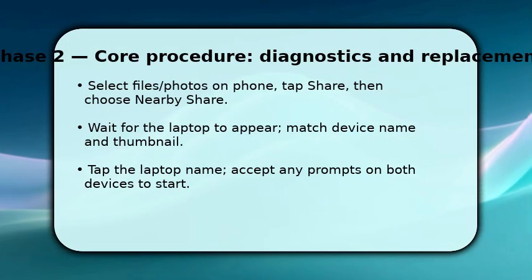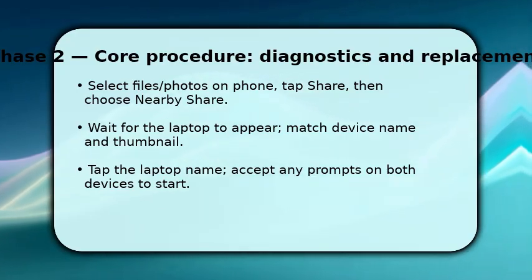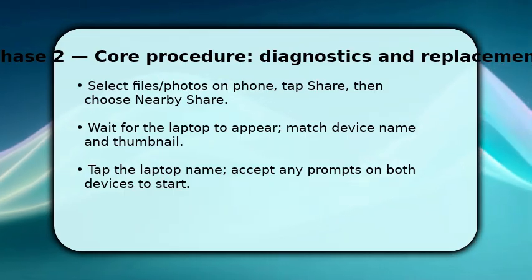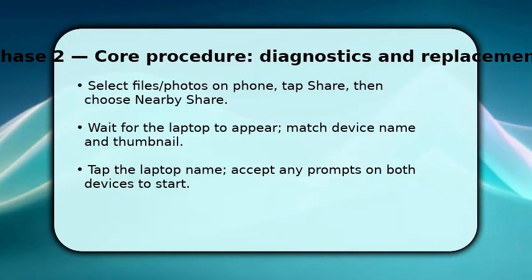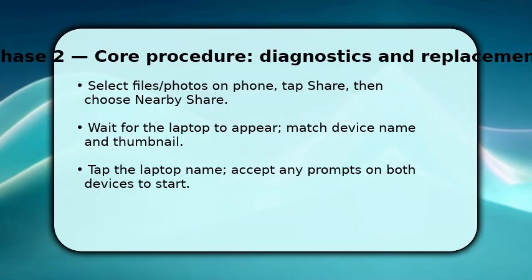You now pick the content to send: photos, files, or links. Tap Share, then choose Nearby Share. The phone will scan for nearby devices. When the laptop name appears, confirm it matches, look at the thumbnail or device name, then tap it. Make sure the laptop shows a prompt. Accept incoming files and choose a save location if prompted.